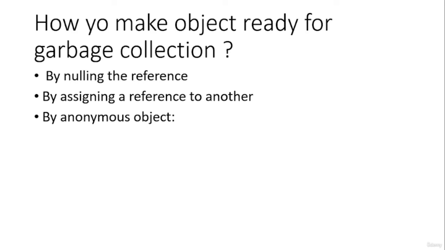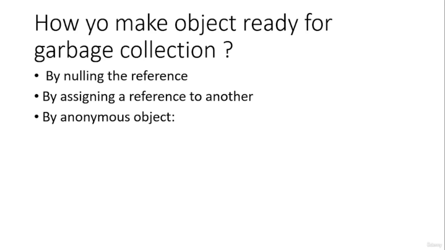The next way is by referencing a new object. If we create a new object and refer to it, the old object will be ready for garbage collection. And the third way is using an anonymous object. Anonymous object means the object will not have any name. We will not create a reference to that object. We simply use the new operator and create the object. This is how we can trigger garbage collection.